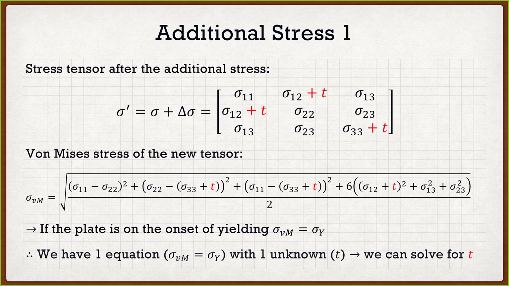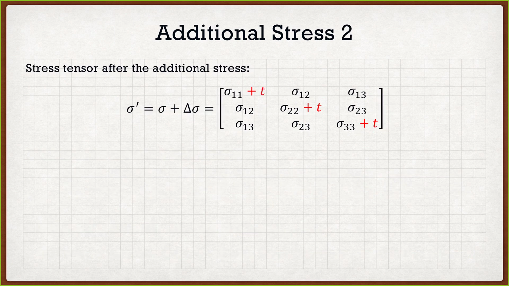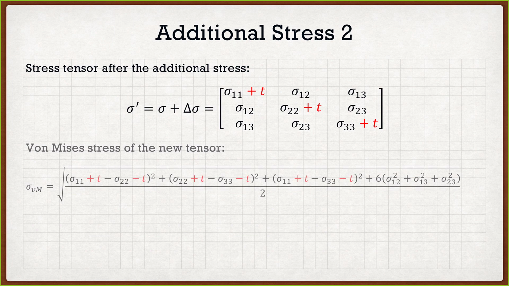If we were to look at that other stress state, the hydrostatic one, and substitute that into our von Mises equation, we can see where it starts to cancel, because in each one of those terms that I'm squaring, we now have a plus T, then minus T.